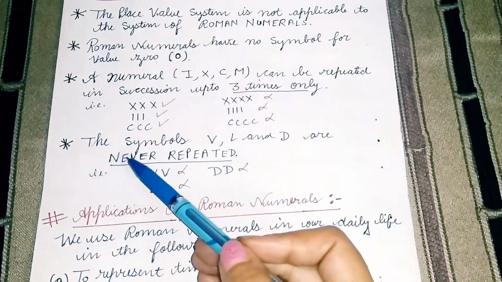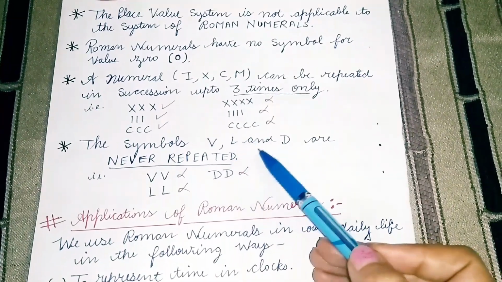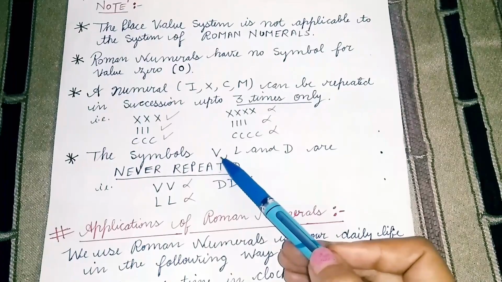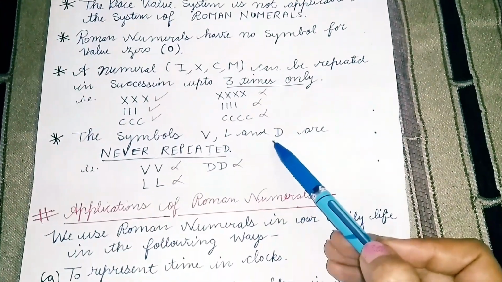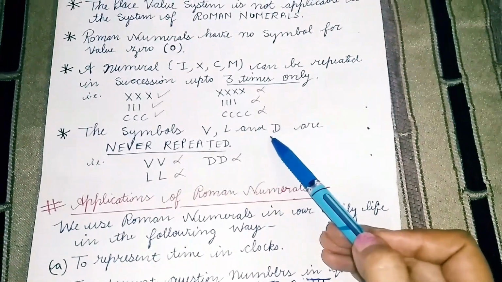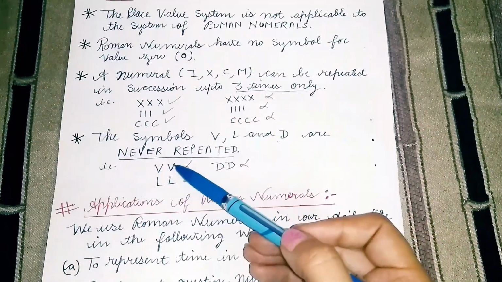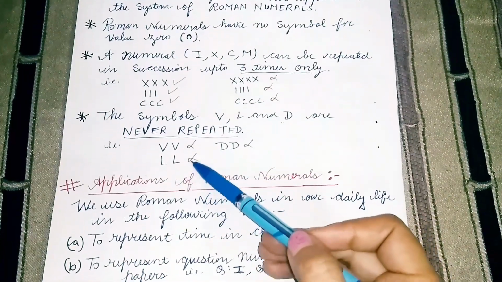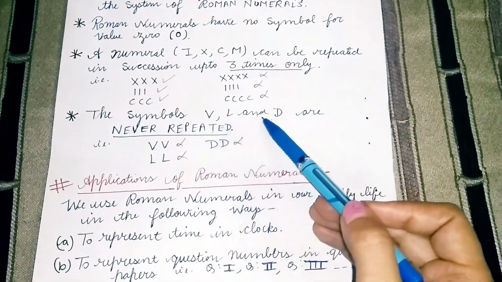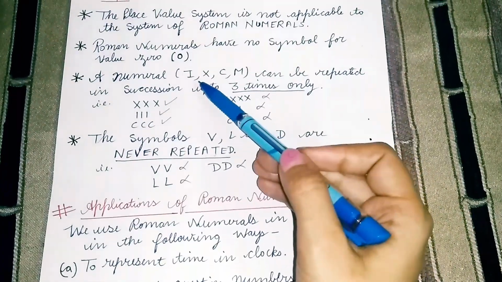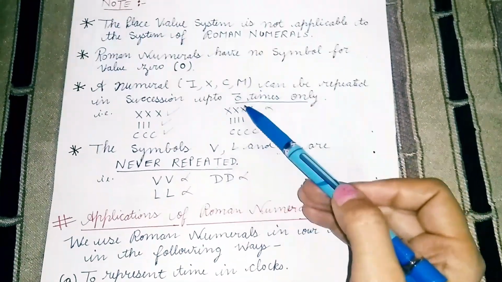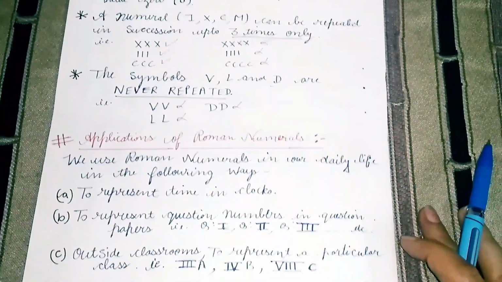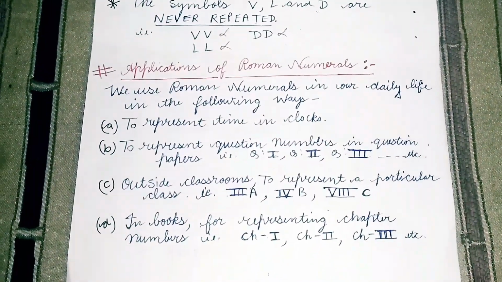Next point is the symbols V, L and D are never repeated. That means you can use symbols V, L and D only once. You cannot repeat them again. So VV is wrong, or DD is also wrong, or LL is also wrong. You can use these 3 symbols only once, and these 4 symbols can be used maximum up to 3 times. Understood? Let us come to applications of Roman numerals.